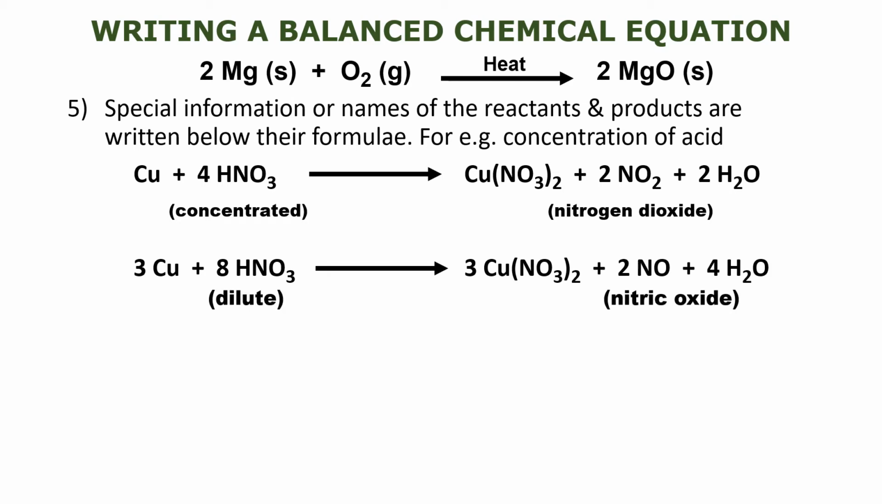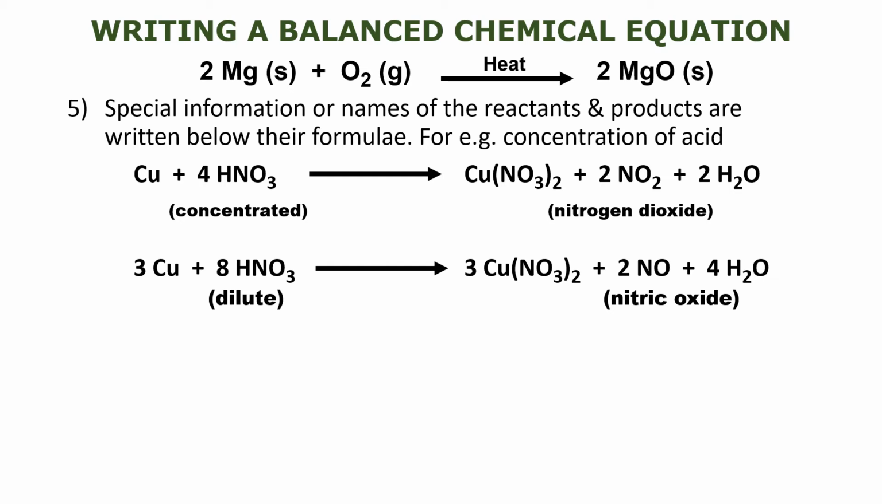The first reaction, copper plus HNO3. HNO3 is nitric acid. So when copper reacts with concentrated nitric acid, you get copper nitrate, NO2, that is nitrogen dioxide, and H2O, that is water. But if copper is reacted with dilute nitric acid, as you can see in the second reaction, you get copper nitrate, same thing, but instead of nitrogen dioxide, when you react with dilute nitric acid, you get nitric oxide. So that is the difference, and you get H2O.